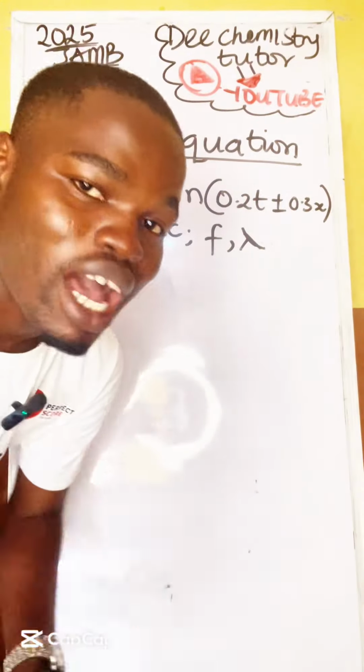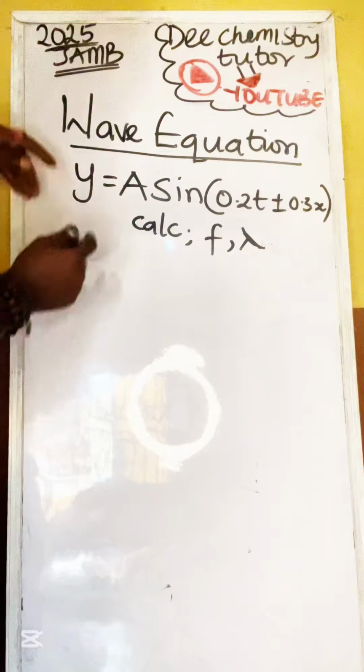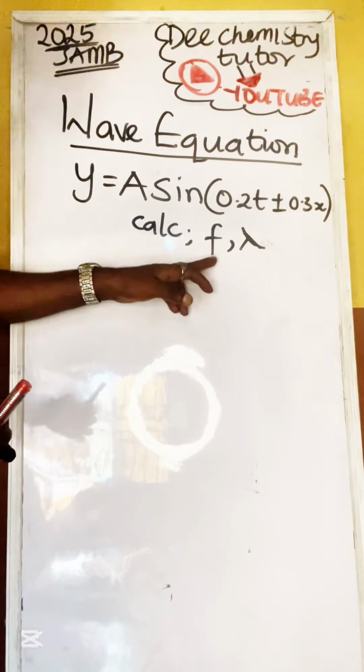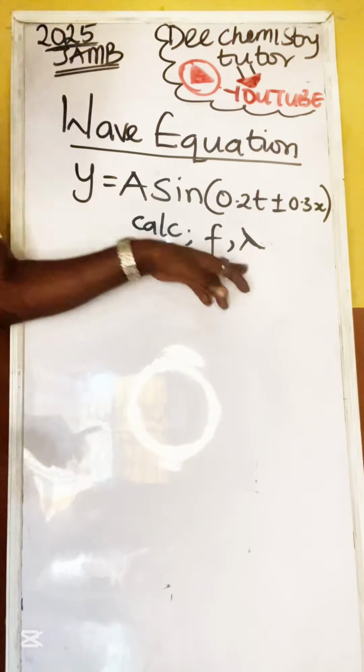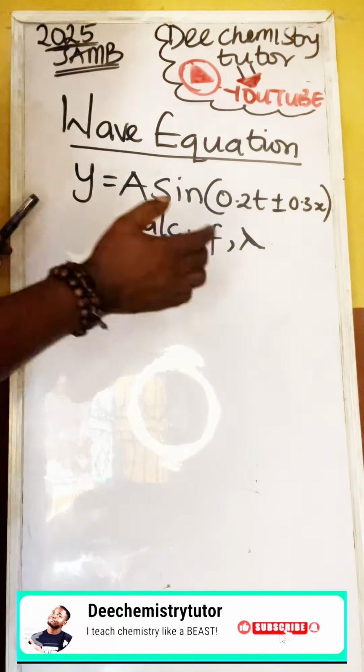I won't waste your time. I promise you, the wave equation is so easy. Let me teach you. Now imagine you are given a question like this and you're asked to calculate the frequency or the wavelength of this particular wave equation. Okay, now it's so easy.